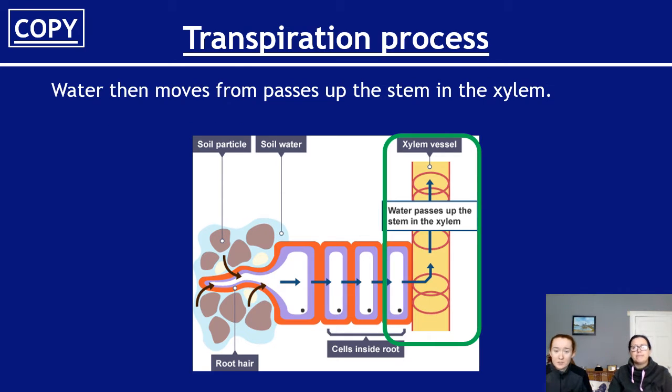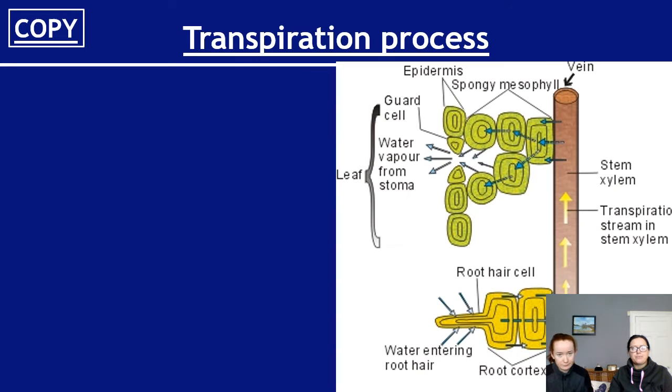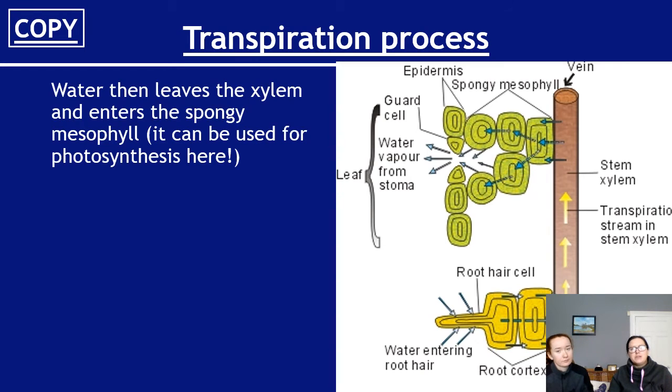And then once it's made its way all along the root, that's when our xylem comes into play, and the water is just going to pass up the stem in the xylem. So basically the stem of the plant, you should know what that is, it's kind of the main body of it. The xylem is within that, and the water is going to pass up the xylem. Okay, as it travels up the xylem, eventually it's going to reach a leaf.